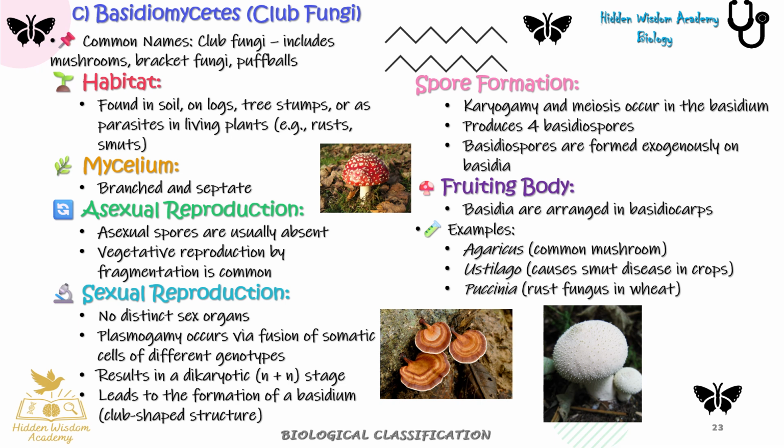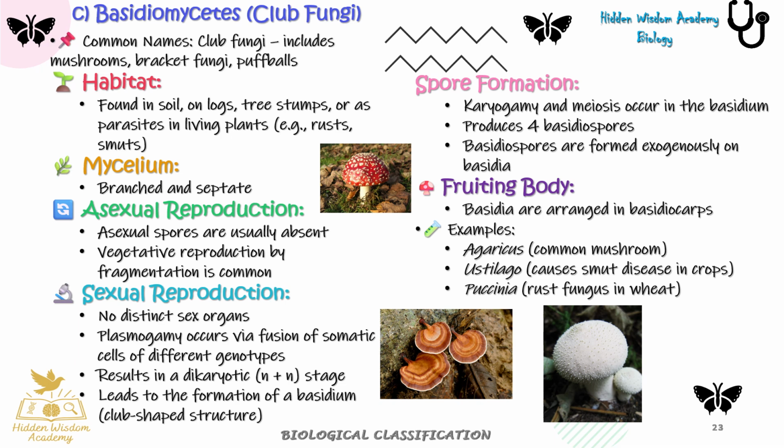Sexual reproduction: no distinct sex organs. Plasmogamy occurs by a fusion of somatic cells of different genotypes. As a result, a dikaryotic, N+N, stage forms. This leads to the formation of a basidium, a club-shaped structure. Spore formation: karyogamy and meiosis occur in the basidium, producing 4 basidiospores. Basidiospores are formed exogenously on basidia.